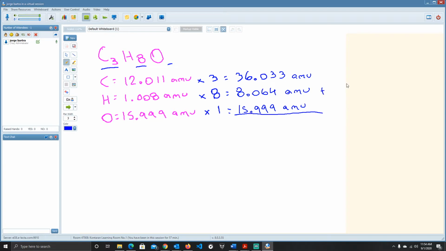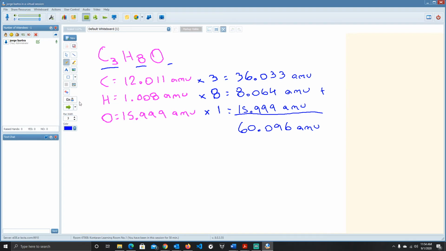So again, we use our handy dandy calculator. And we add 36.033 plus 8.064 plus 15.999, and that will give you 60.096 AMU. So just like that, you found your molecular mass of C3H8O.